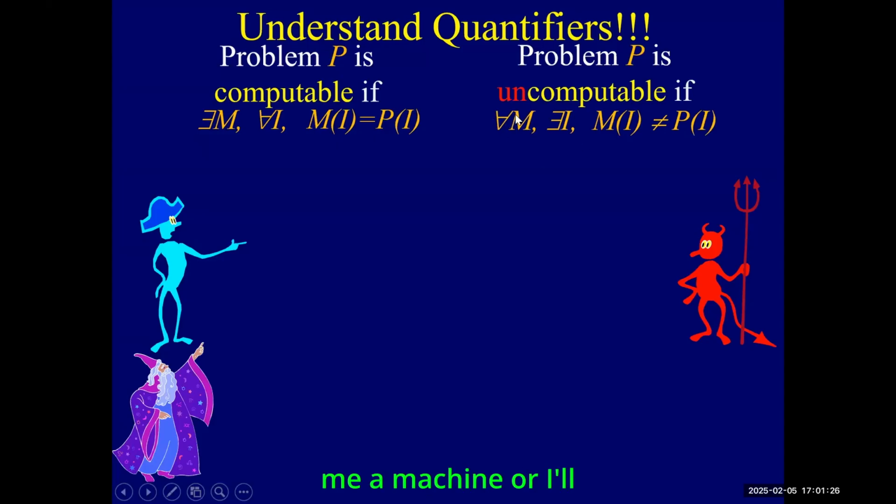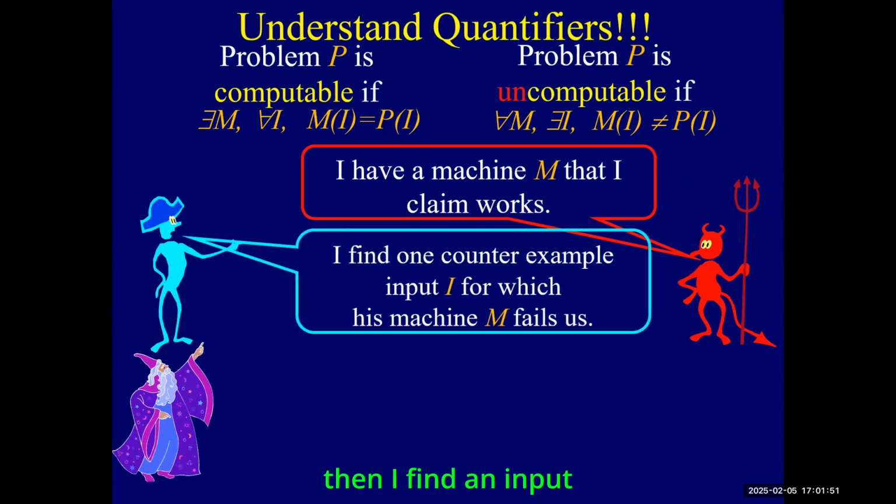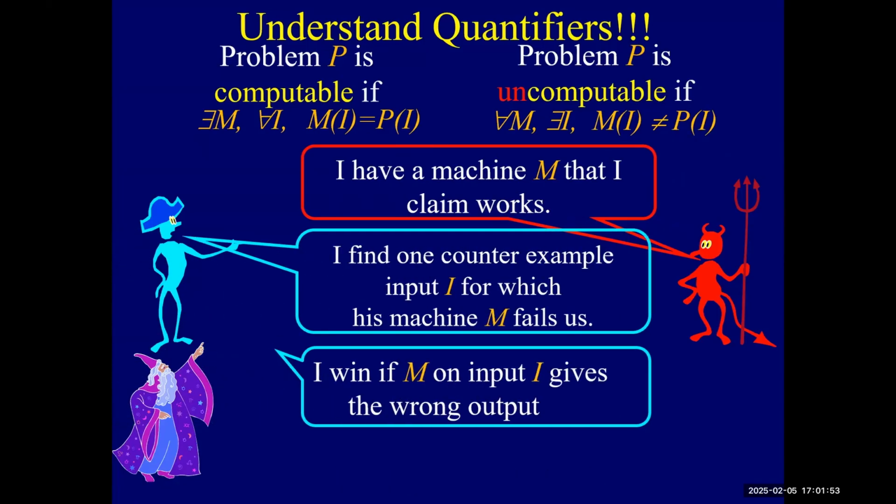You say, you give me a machine, I'll give you an input that doesn't solve the halting problem. The halting problem is not computable. Why? You give me any Turing machine, I'll find an input on which it gives the wrong answer. And we do this weird diagonalization proof. I have a machine that claims to work, for all M, then I find an input for which it doesn't work. Everybody see the game?